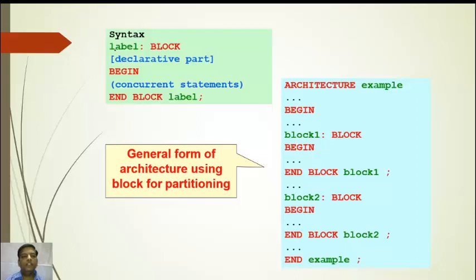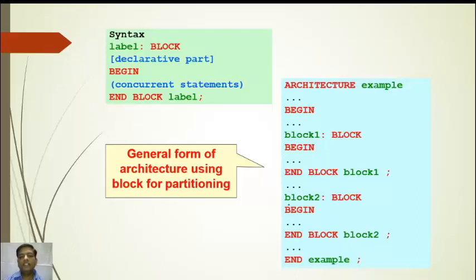Here we are having a syntax for the block statement. Syntax: label, colon, block, some declarative part, then begin, then some concurrent statement, end block label. And architecture example: some declarations, then begin, then block 1 colon block, begin, some declarations, then end block block 1. Here block 1 is the label.